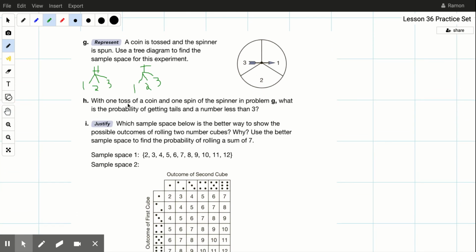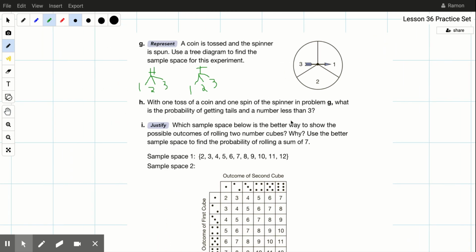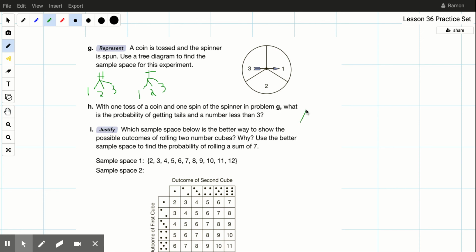Number H. With one toss of a coin and one spin of the spinner in problem G, what is the probability of getting tails and a number less than 3? So we have 6 total outcomes. So the probability is out of 6. And then we need to find all the total outcomes that fit our description. In this case, probability of getting tails. So first thing that has to happen is we land tails. And then we have to get a number less than 3, which is 1 and 2. So that's 2 total possible outcomes out of 6 total outcomes. And remember that with probability, you do want to simplify the fraction, which I will let you do on your own.